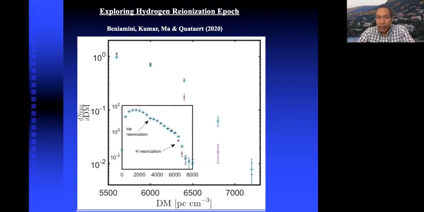This is another way that one can determine the reionization history of the universe, but without using the redshift of the burst. This is without redshift of the burst. One can take the number of bursts in DM bins, and then by looking at the number of bursts in different DM bins, as a function of DM, one can tell apart different reionization histories.